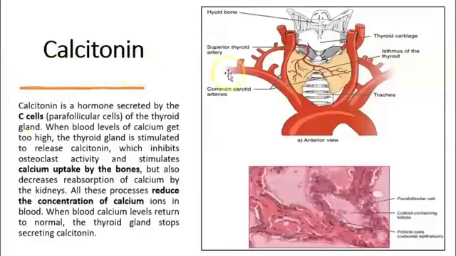Calcitonin is a hormone produced by your thyroid gland. The thyroid gland has C cells, and the C cells are in charge of producing calcitonin. Calcitonin is going to reduce the levels of calcium in blood.